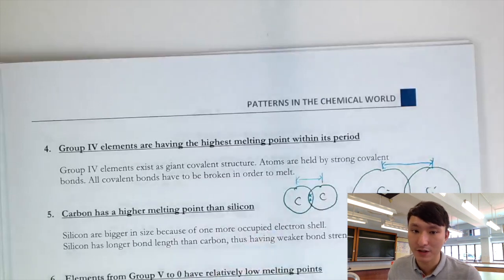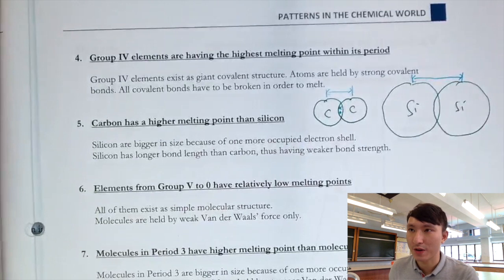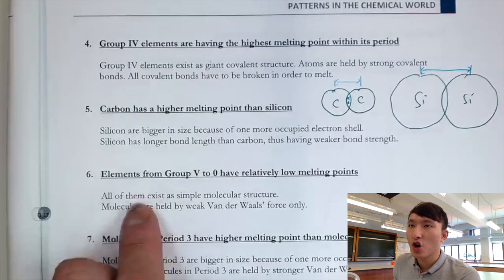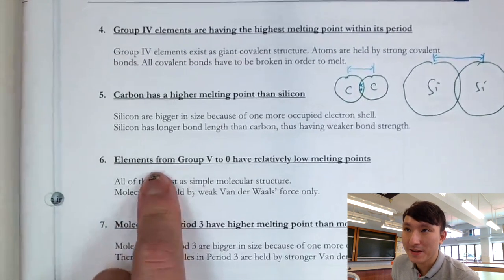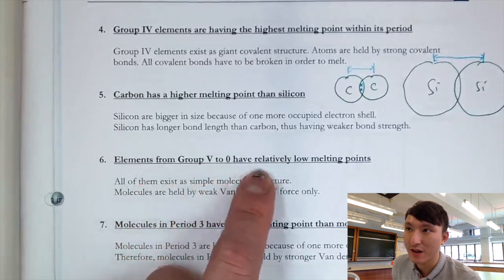This is something you have learned in microscopic world 1 or 2, I forgot. Okay, so the 6th point, elements from group 5 to 0 have a relatively low melting point.